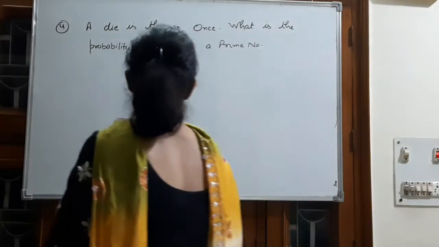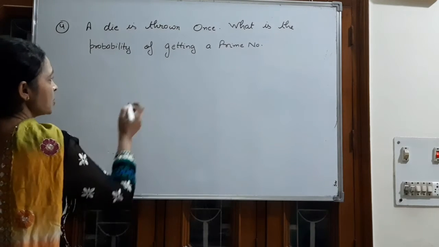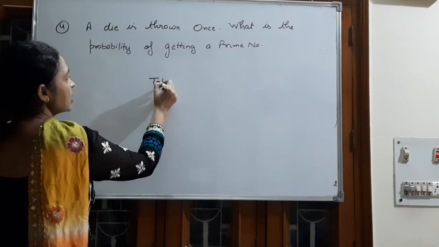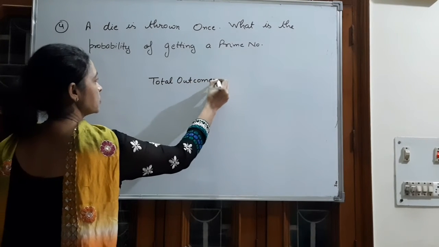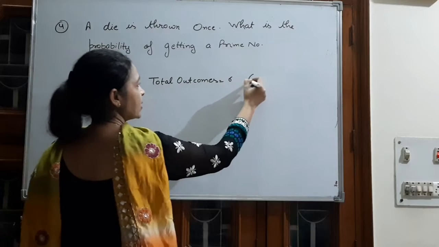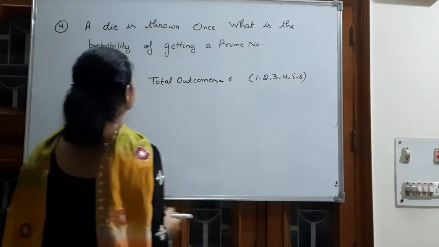A die is thrown once. What is the probability of getting a prime number? Now, bache, how many total outcomes does a die have? 6. You either get 1 or 2 or 3 or 4 or 5 or 6.